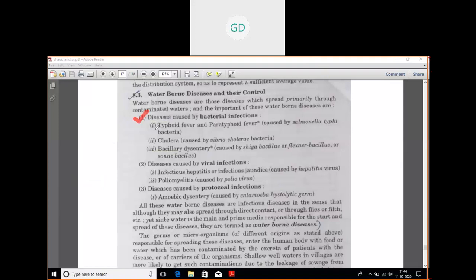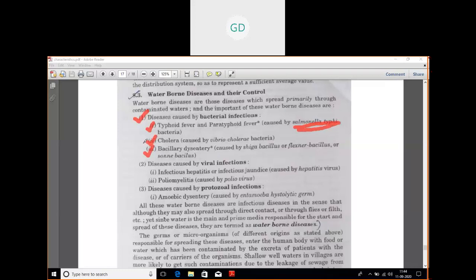One is typhoid. Everyone knows typhoid, paratyphoid fever, then cholera, then bacillary dysentery. You should know the scientific names. What causes typhoid fever and paratyphoid fever? It is due to Salmonella typhi bacteria.